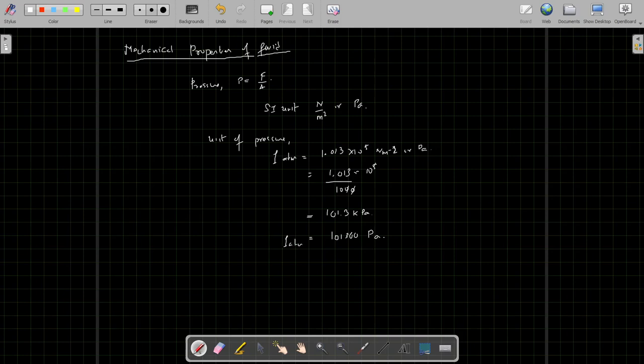What is 1 atm? It is the atmospheric pressure. The pressure exerted by the atmosphere on the surface of the earth is 1 atmosphere, or 1 atm. But these do not express anything. You can't understand from this how much the pressure actually is. So another unit of pressure is PSI, or pounds per square inch.